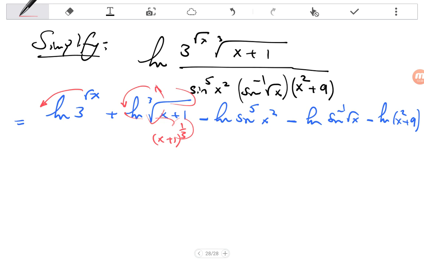What about this one? Which power would I take beside the ln? 5 or 2? Or would I take it 10? So I'll take just the 5 to be beside the ln. What about the minus 1? Would I take it to be beside the ln? No. The sine inverse, we learned before that for a sine inverse, this is not a power. This is just a symbol for the inverse operation of the sine. Okay, so this is not a power. So I may not take that exponent to be beside the ln.